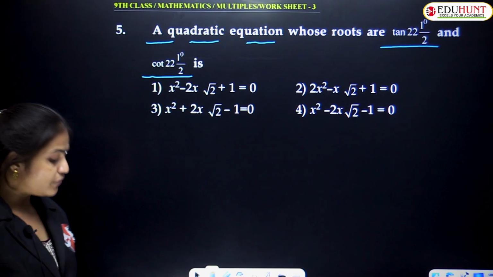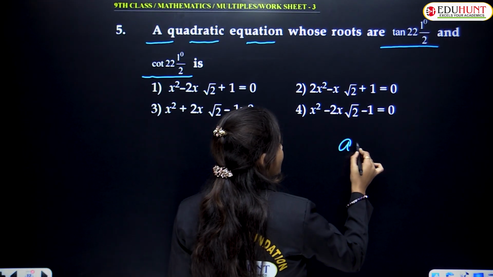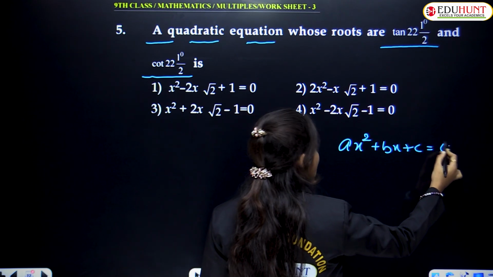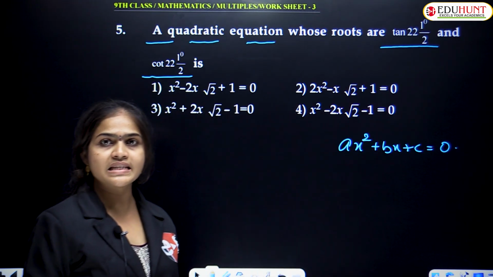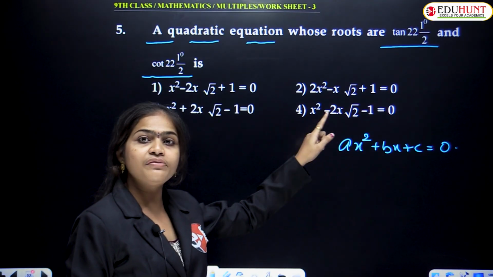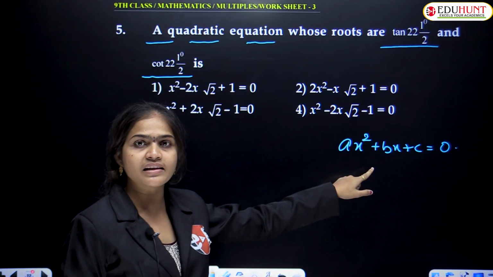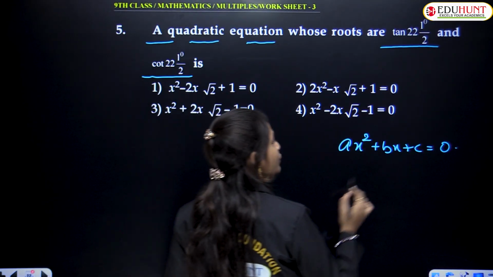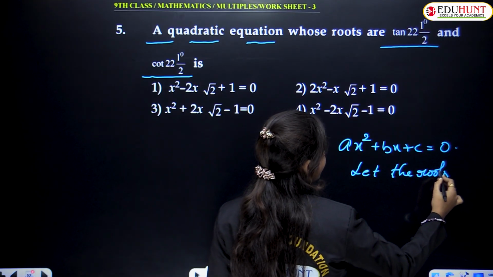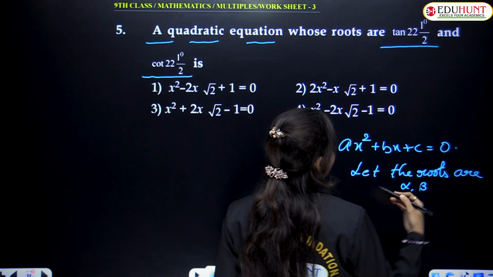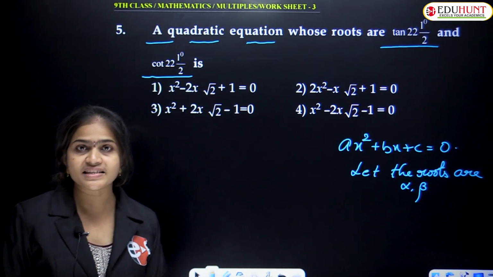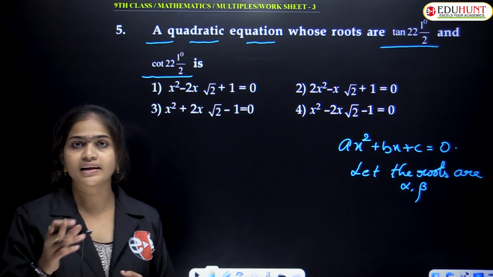So what they are saying: we know the general form of a quadratic equation is ax square plus bx plus c is equal to 0. How many roots are there for this equation? We know that the highest power is 2, which means the degree of the equation is 2. If the degree of the equation is 2, there are 2 roots. So let the roots be alpha comma beta. Here there are 2 distinct roots, and sometimes we may get equal roots or imaginary roots. That we will discuss briefly in that concept.